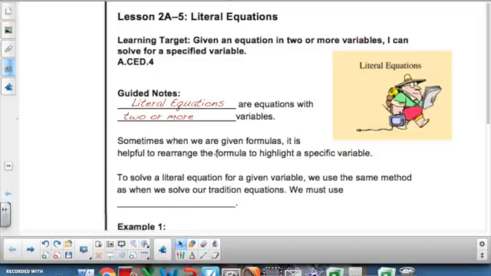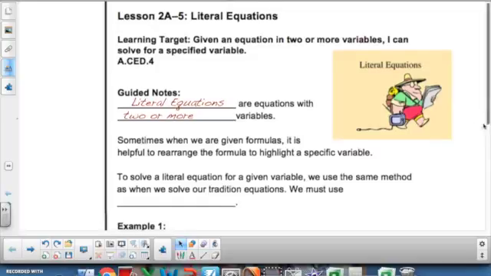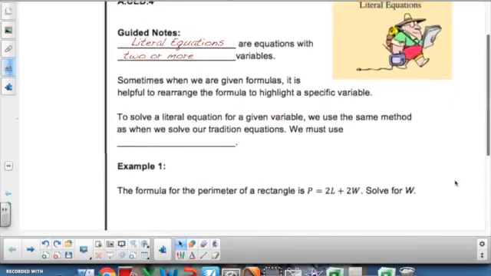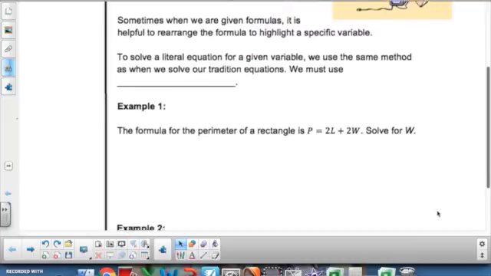Sometimes when we're given formulas, especially in science class or situations like that where you're actually trying to utilize some of these formulas, it's helpful to highlight a specific variable, and it's easier to see the specific variable if you isolate it using the different techniques we've done when solving other equations.